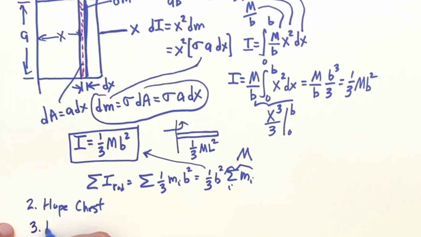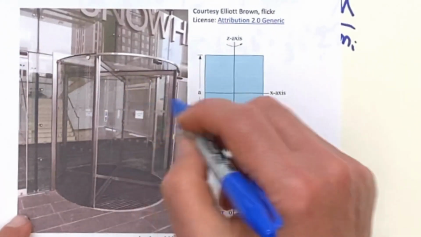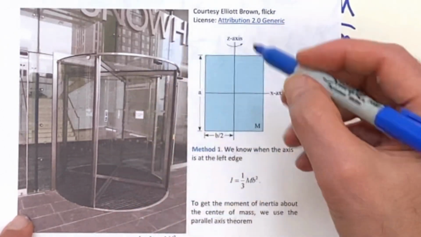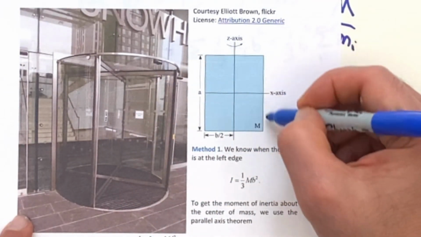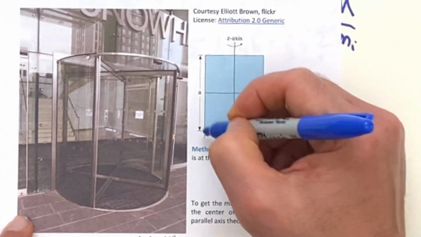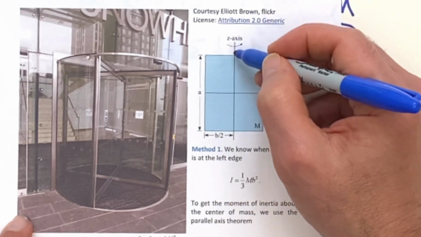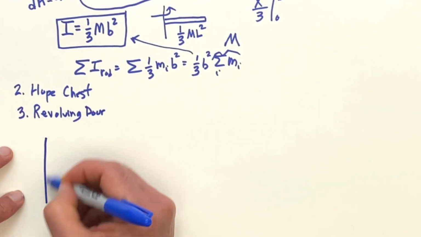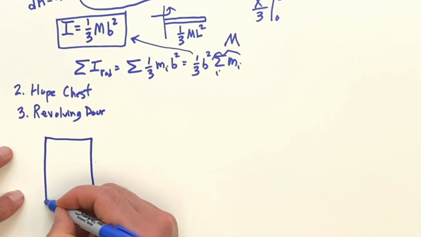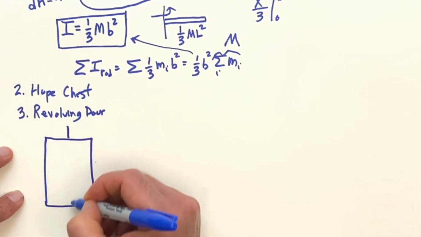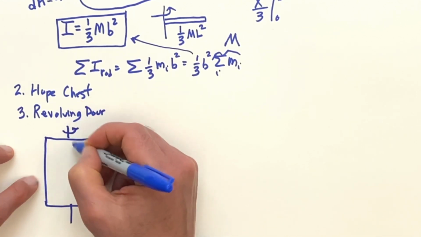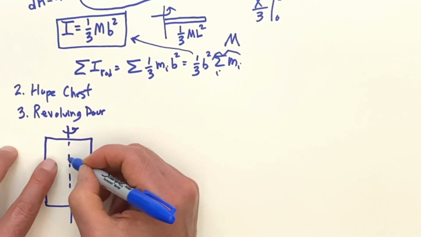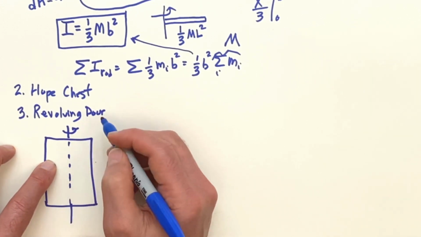Well, we can do a revolving door. Now, in the case of a revolving door, I'm going to make an idealization. Say we have a flat rectangle and we want to spin it about the center. All right. So if we do that, we have our rectangle like this, and we want it to go about the center. Now, actually, that's going to be about the center of mass. That axis goes to the center of mass.